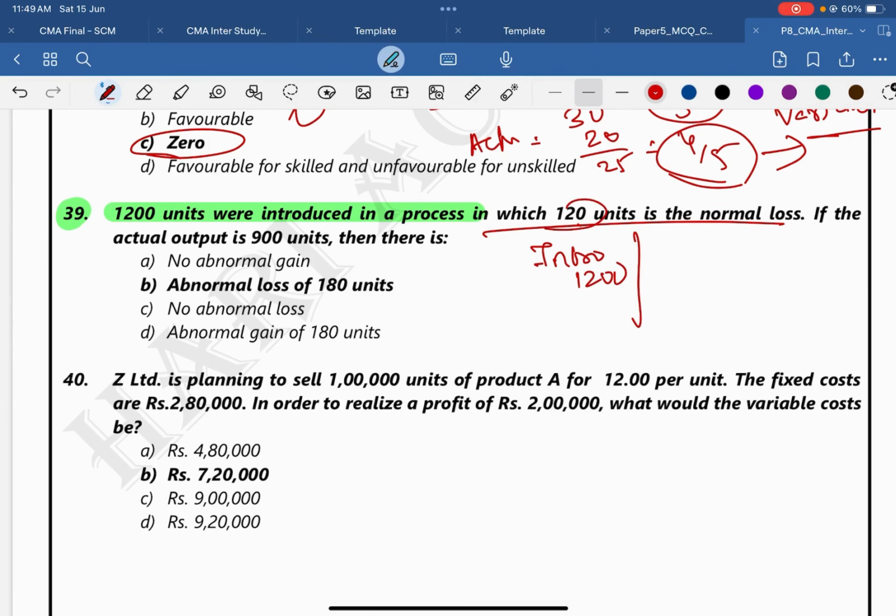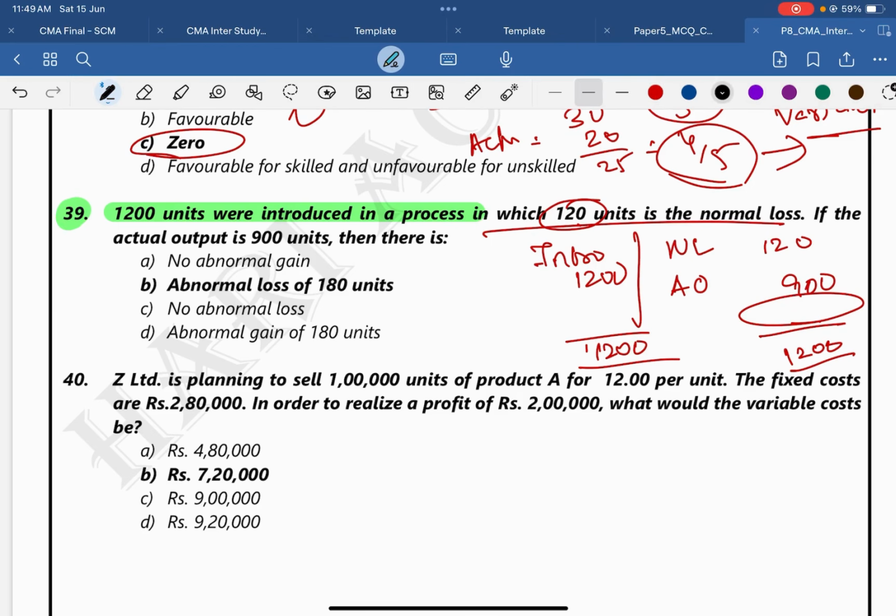1200. They calculated normal loss is going to be 120. If the actual output is 900, just simply add: 900 plus 120, this is 1200, right? This is going to be 1200. If you subtract the values from that, 900 plus 120 will become 1020. 1200 minus 1020 will become 180. This is going to be an abnormal loss.